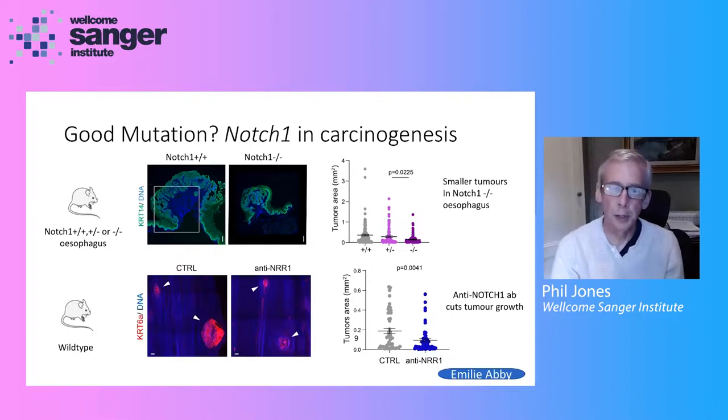But Emily went further and used an antibody that blocks Notch1. So she again generated tumours, but this time treated the mice, and you can see these tumours stained red here with the antibody for a matter of weeks. And quite strikingly, when you treat with the antibody, the tumours are smaller. So antibody treatment against Notch1 cuts tumour growth. So carrying all those mutations in Notch1 is probably a good thing and might protect us against cancer.